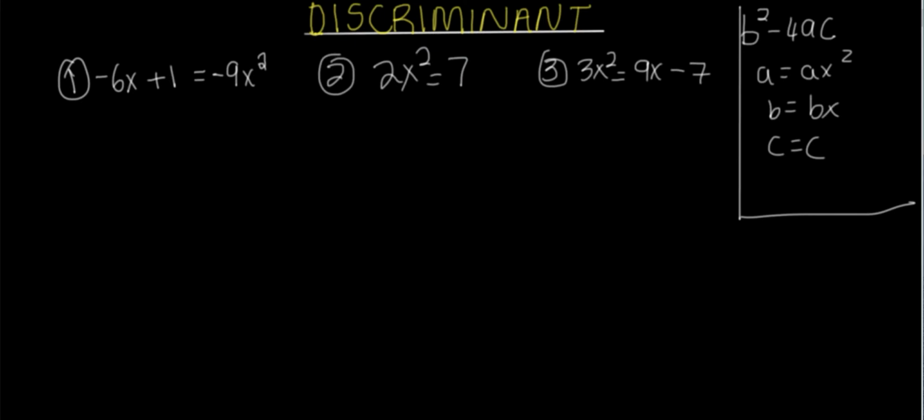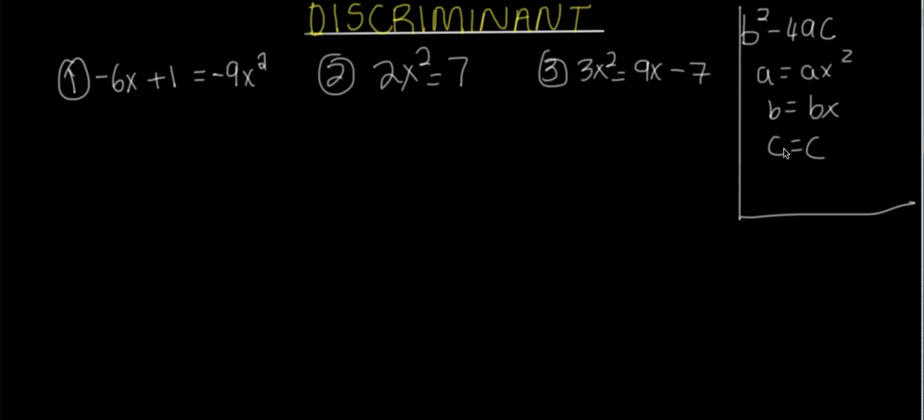You can really use this to check yourself when you're solving using one of the other methods we've learned before. The discriminant formula is actually found in the quadratic formula. It's under that square root part. It is b squared minus 4ac, where a is the number in front of the x squared, b is the number in front of the bx, and c is the constant. It does not have a variable next to it.